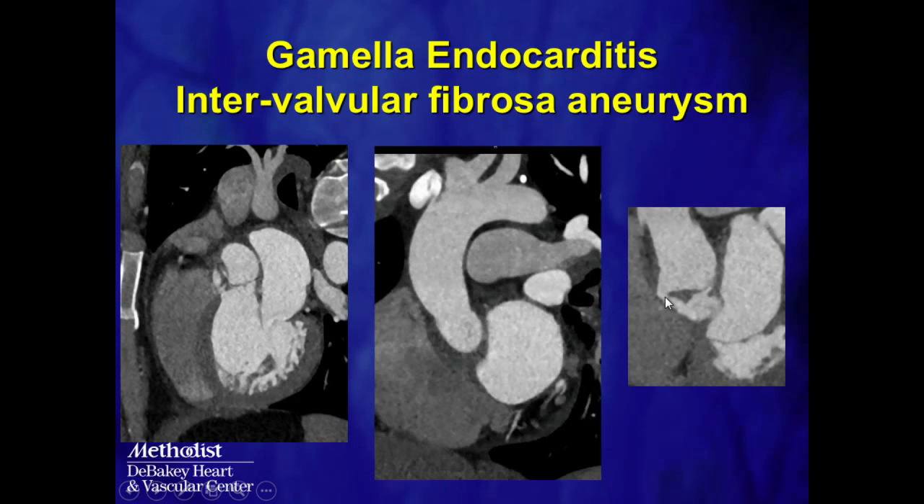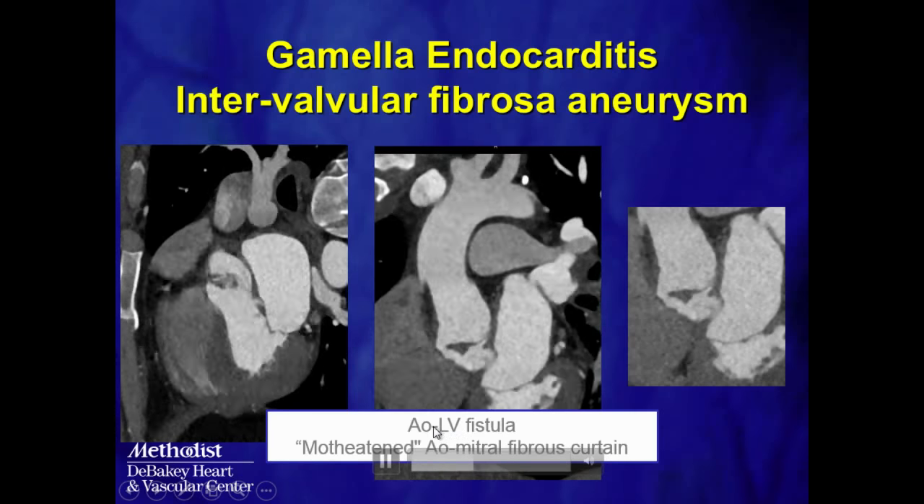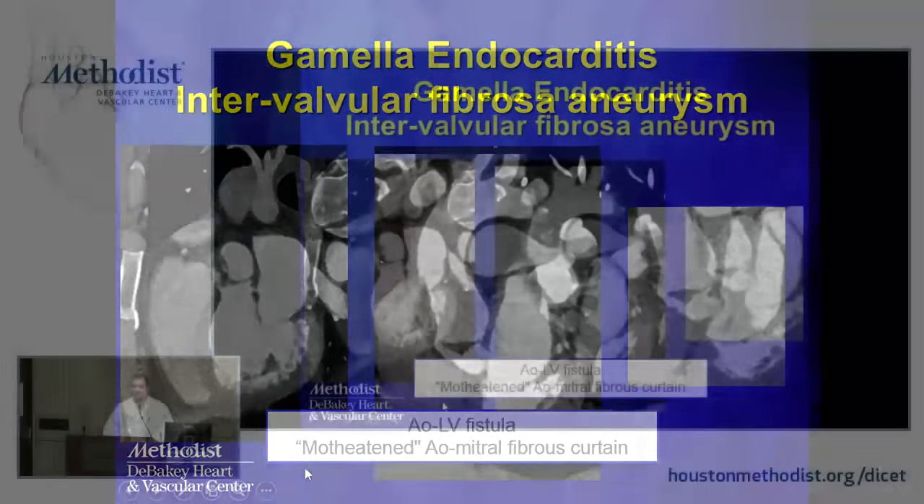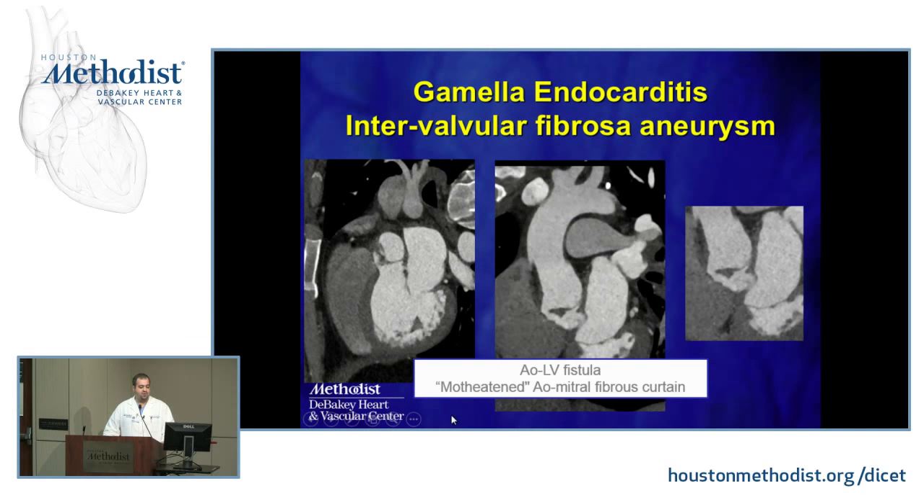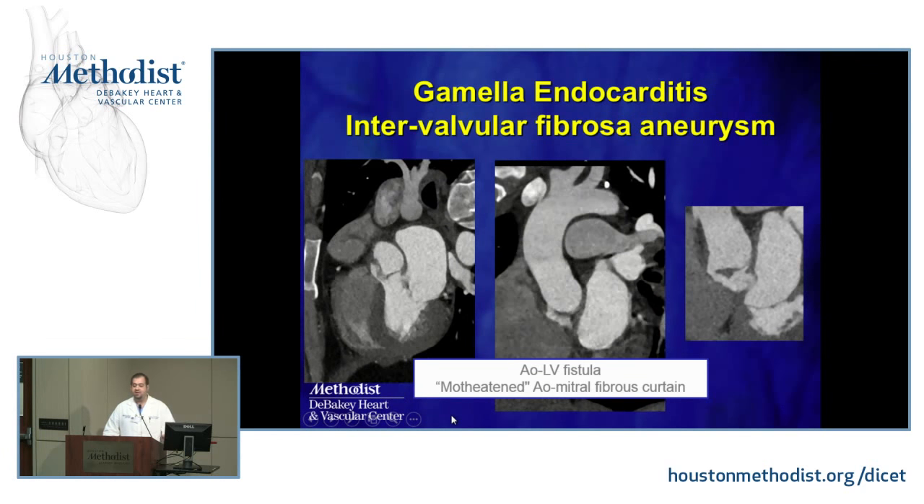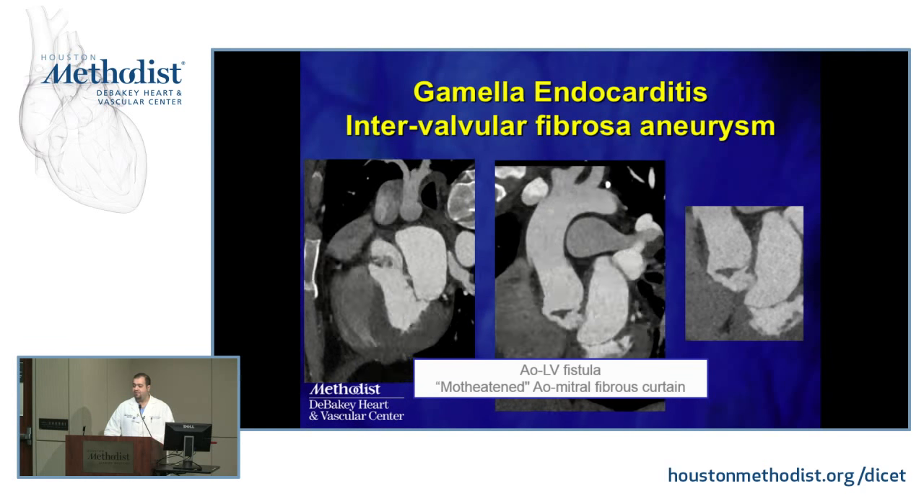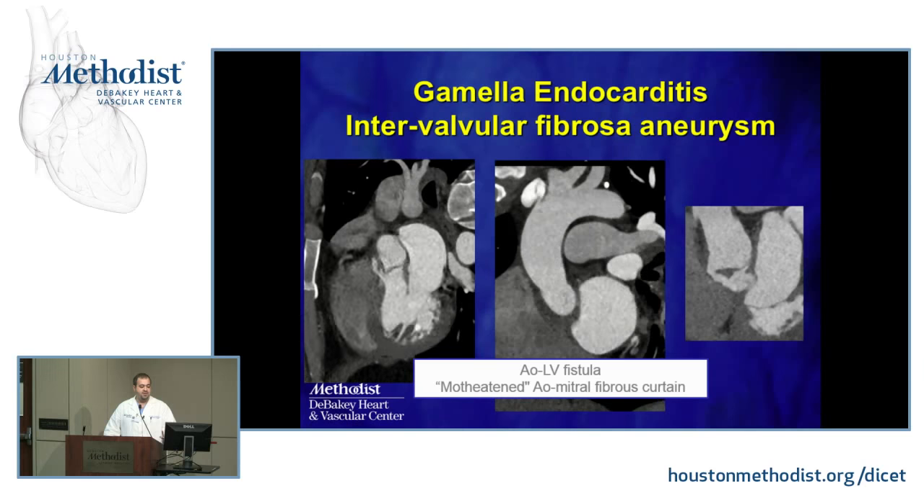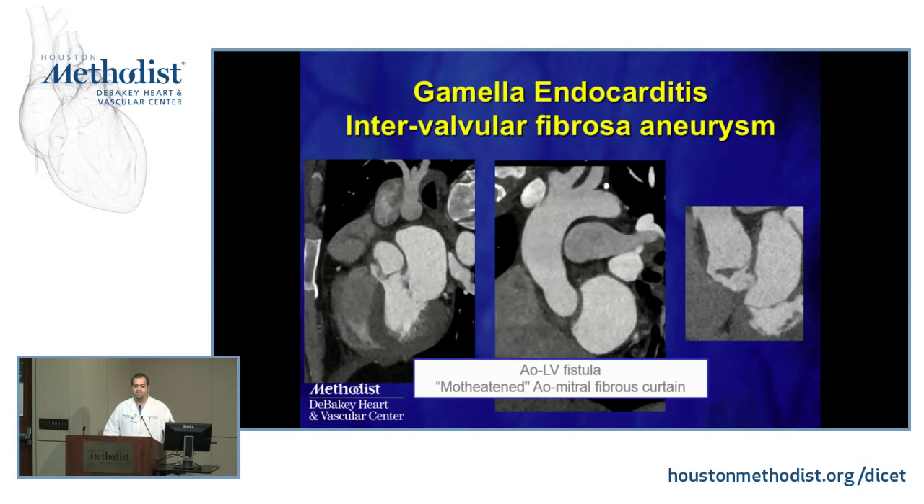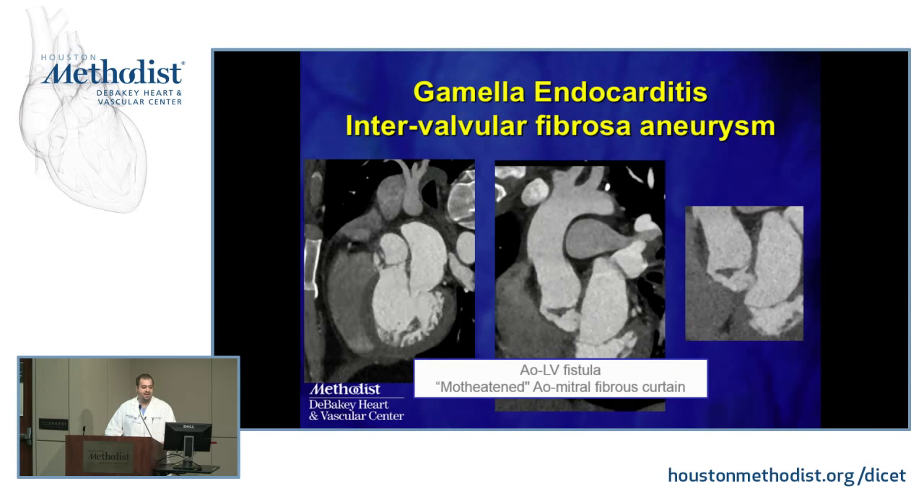And actually, that CT finding corresponded with what the surgeons saw at the time of the surgery. So you have this AO to LV fistula, which we saw, but also what they described is this moth-eaten aortomitral fibrous curtain. So you had very nice corresponding images in this case, which the patient had as part of pre-cardiac surgical planning was this CT.